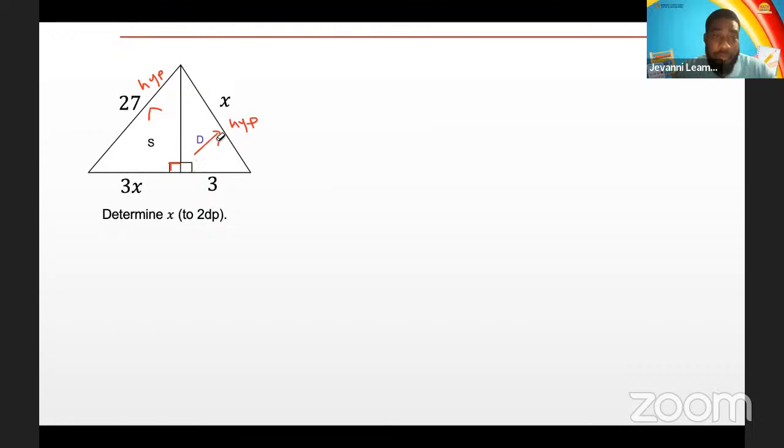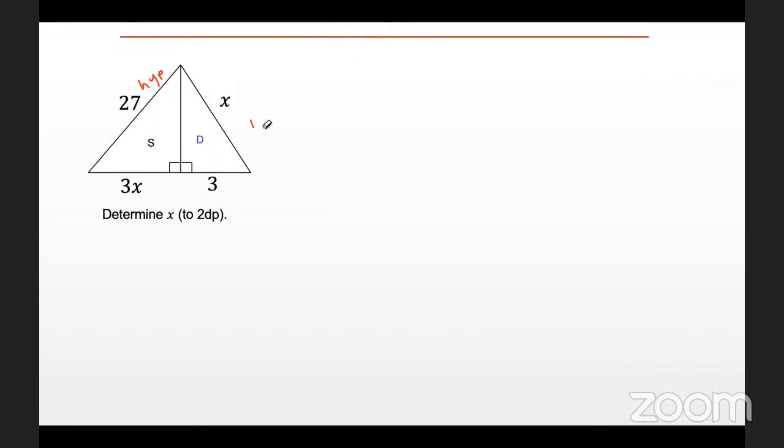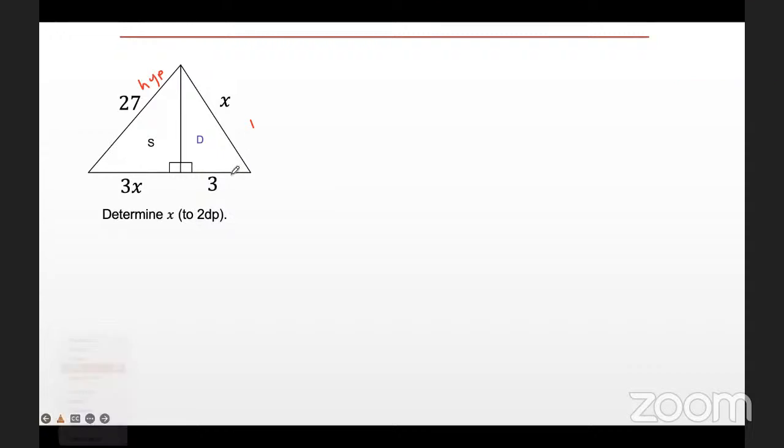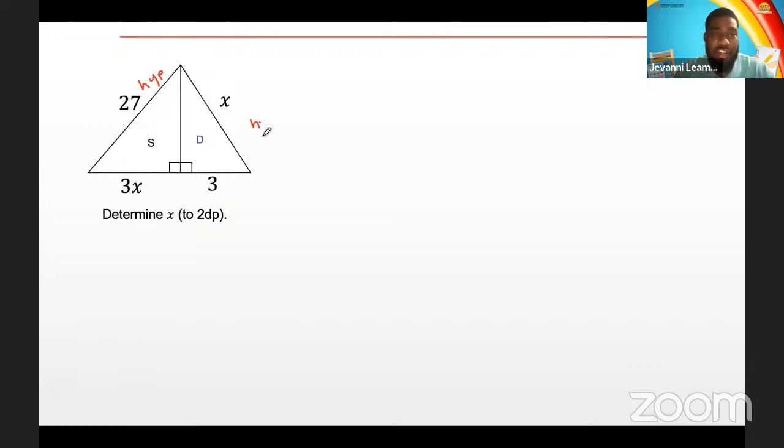So now remember that for triangle S we have the hypotenuse and a shorter side. For triangle D, we have the hypotenuse and a shorter side, right? Let me not erase it. Okay, I'm just going to write about the hypotenuse right here. All right, let's continue.